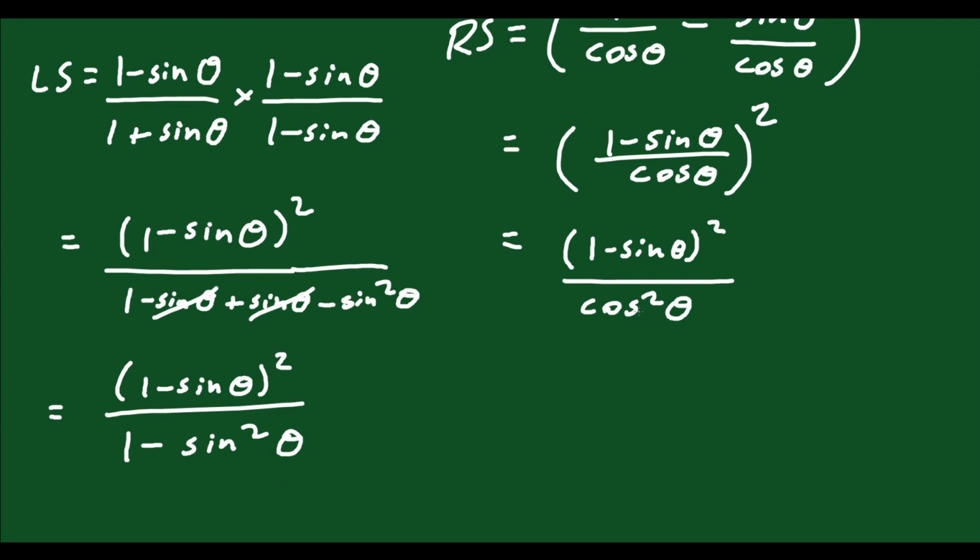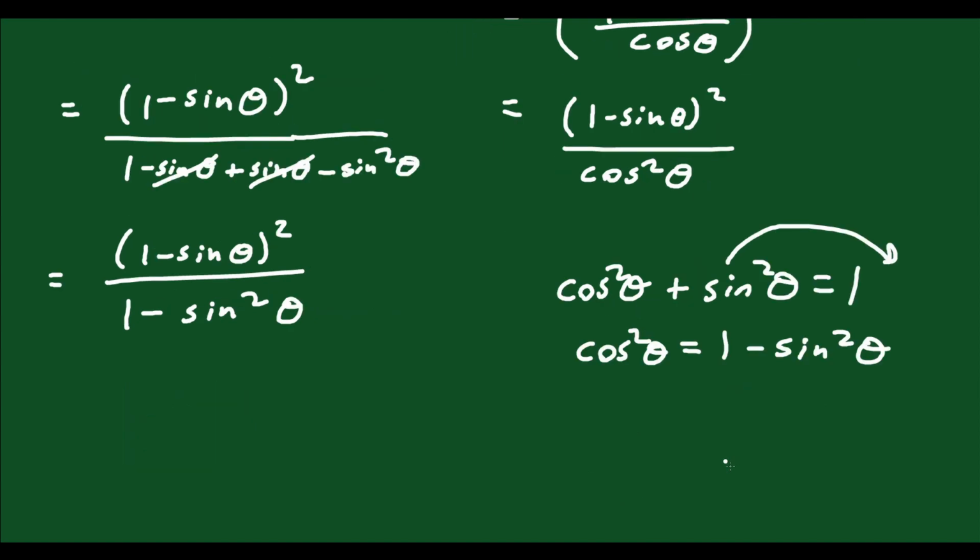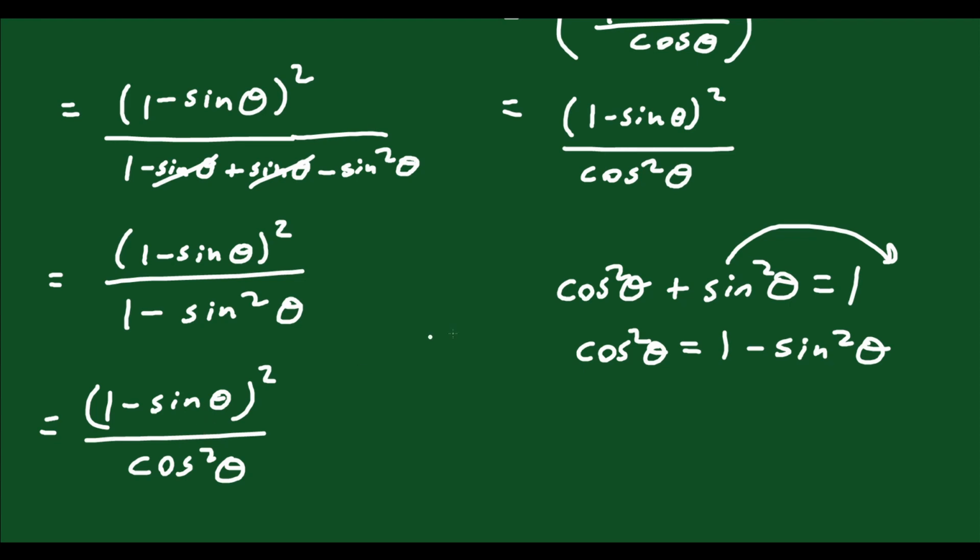This is why I said to remember your Pythagorean identity, because the Pythagorean identity says that cos squared theta plus sine squared theta equals 1. If you move sine squared theta to the other side, you see that cos squared theta is equal to 1 minus sine squared theta. So you can swap this out for cos squared theta because they're equal, right? And so on the left-hand side here, I'm just going to change that denominator. So I'll have (1 minus sine theta) squared divided by cos squared theta. That's now the same as this.